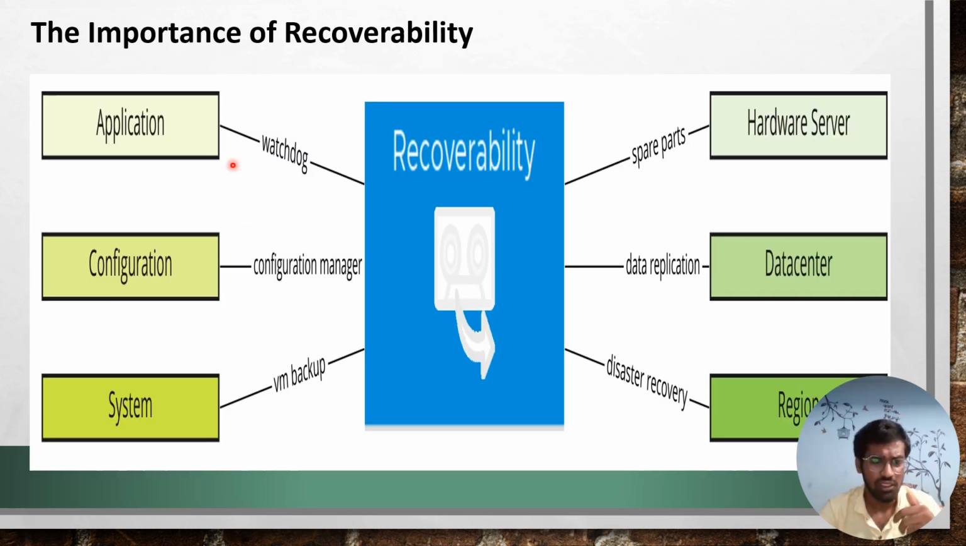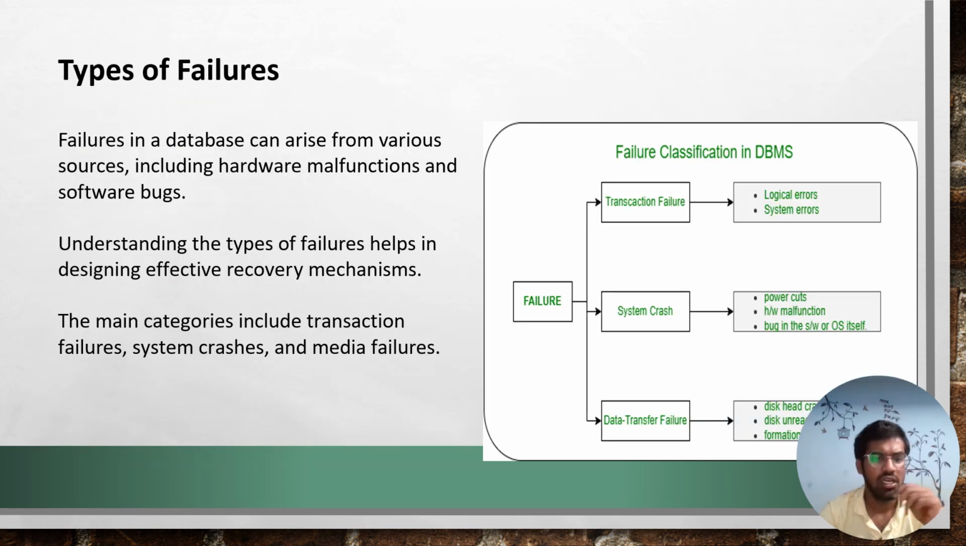After that, some of the important recoverability measures are: application recovery done by a watchdog, configuration management systems, VM backup, spare hardware servers, data replication by the data center, and disaster recovery by region. These are the main parts that are important in recoverability, where the application performs this quality.